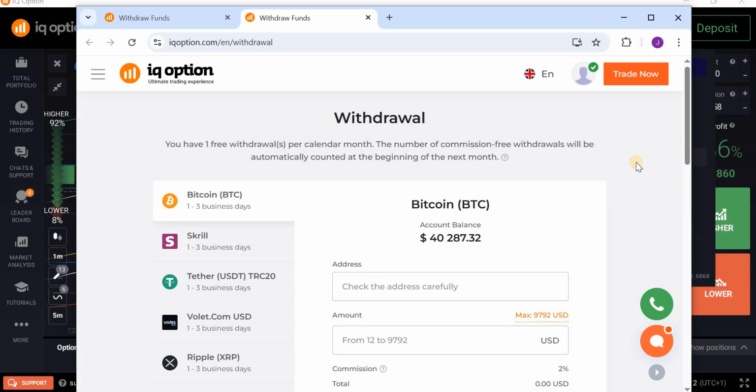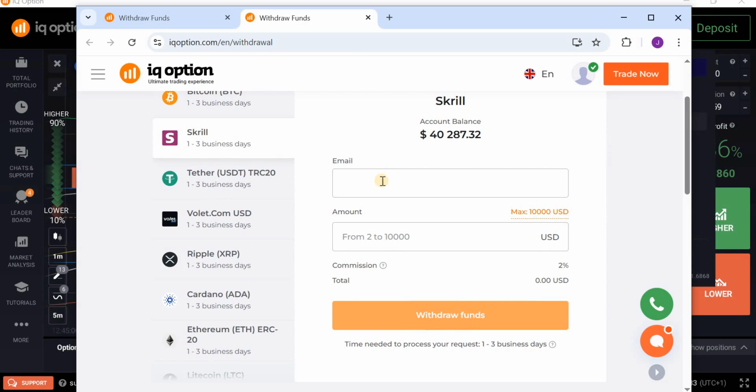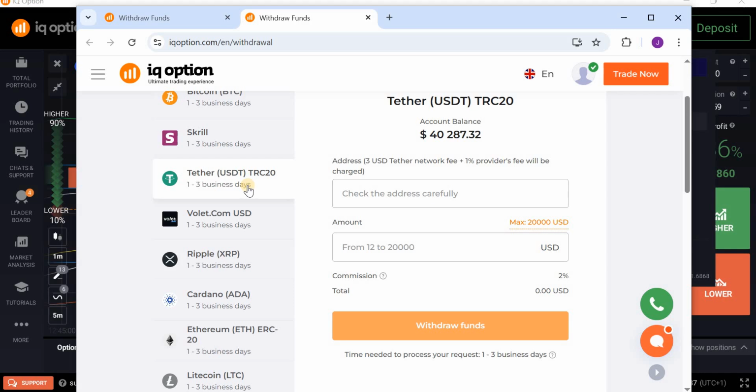Okay, this is it. Okay, let me decide which method I will use, my Skrill account or my NetTeller. Okay, I will use the Skrill account. And then to do this, you need to come down here. From here, you're going to put your email. If you're using your USDT, you put in your USDT. But in this case, I will be using my email.